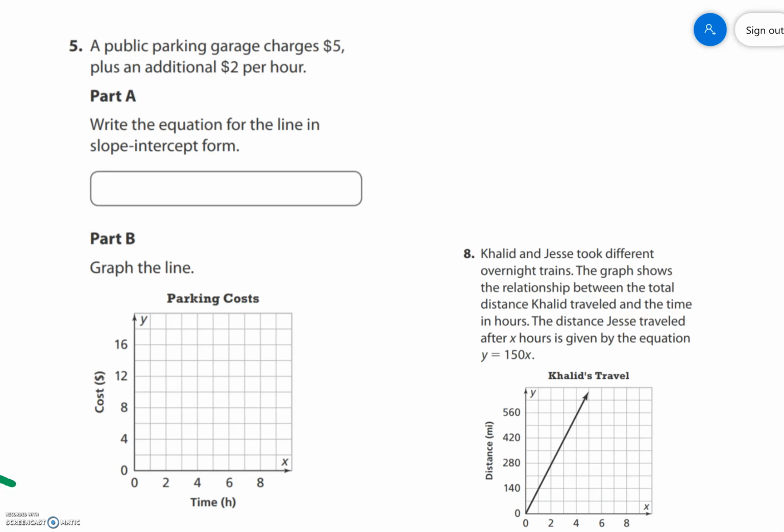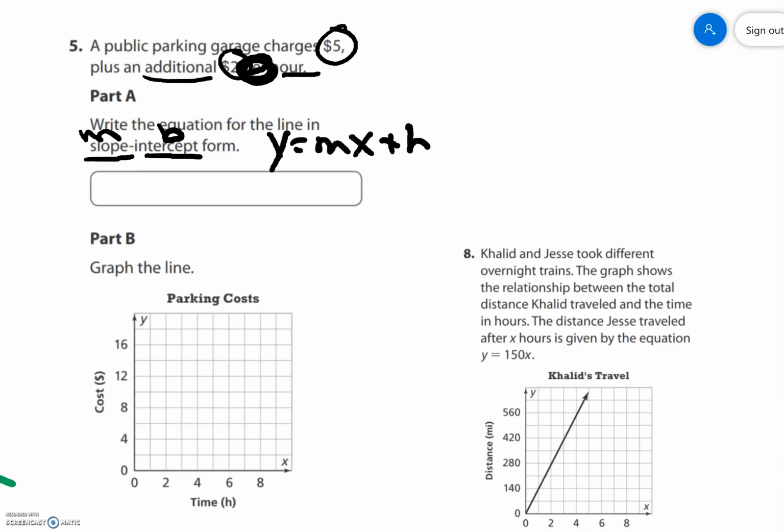A public parking garage charges $5 right off the bat, and an additional $2 per hour. Write an equation in slope-intercept form. Slope-intercept form means we need the m and the b, so that's in y equals mx plus b.